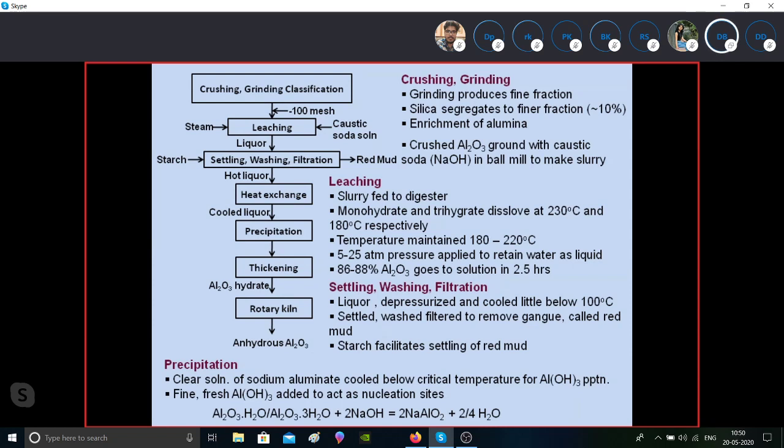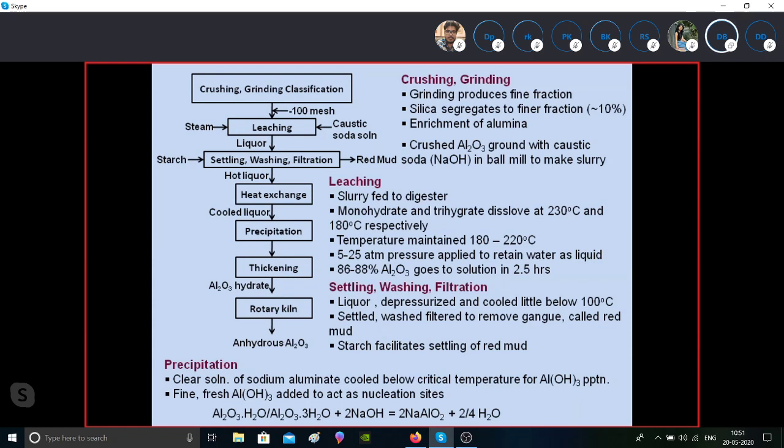This red mud in the settling tank is separated, but it is not fully clear. Therefore, the liquid which still contains a little amount of red mud or impurity goes into a series of filter and clarifier processes, where the entire amount of red mud being carried over along with the liquid beyond the settling tank is separated.